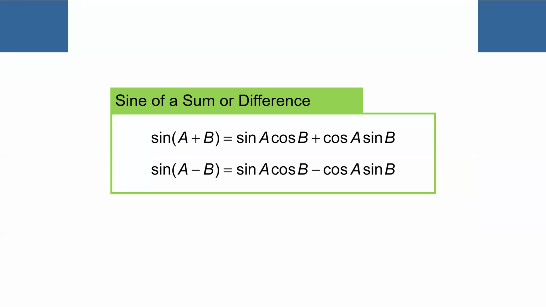Exactly. So last week we did cosine sum and difference, right? Now we're doing the sine sum and difference. For sine sum and difference, it's going to be alternating sine and cosine. Remember, cosine was cosine, cosine, sine, sine. You remember that? This time we're alternating: sine, cosine, cosine, sine, and that's going to be for your sum and difference of sine.